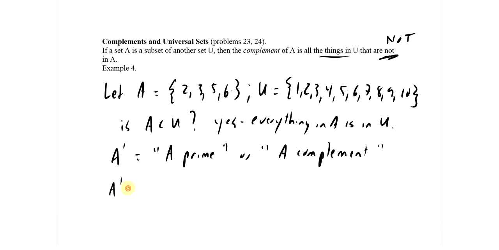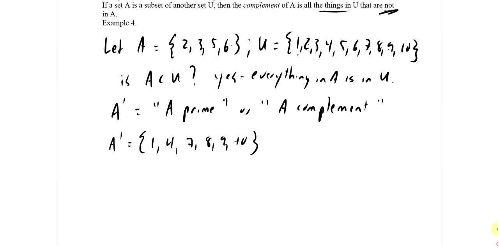So what is A prime? Well, 1, it's in U but not in A. 2 is in U but it's also in A, so we ignore that. 3 is in A, so we ignore that. 4 is in U but not in A. 5 and 6 are in A, so we ignore them. 7, 8, 9, and 10 are not in A. So A is everything 2, 3, 5, 6. Then what's A prime? It's everything that's not in A but is in U. So 1, 4, 7, 8, 9, 10.